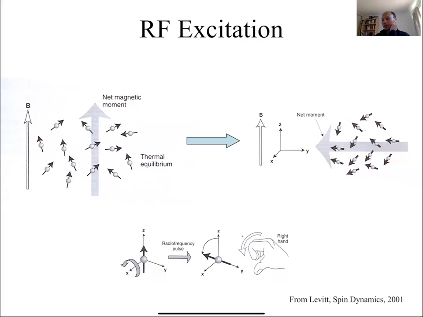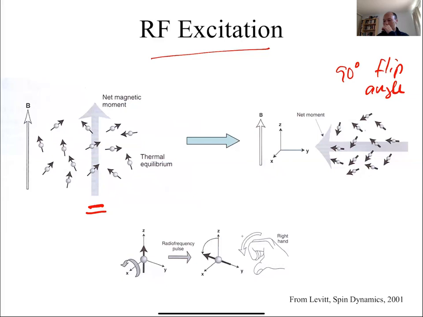And so that's what the excitation part is for. It's taking the magnetic moment, which here is aligned with the field. And in this case, this would be what's called a 90-degree flip angle. So in that case, we've flipped it 90 degrees away from its equilibrium position. We can pick any angle, but for this picture, it's a 90-degree flip angle.